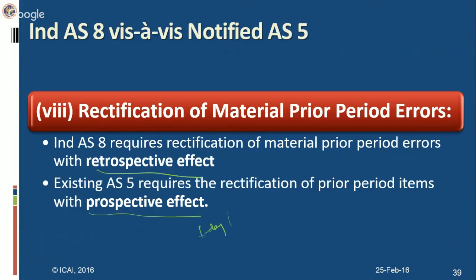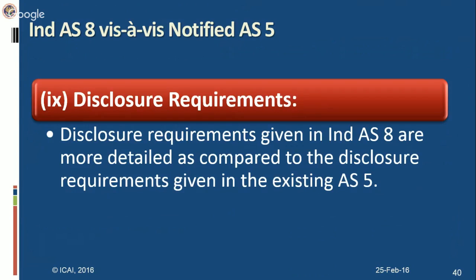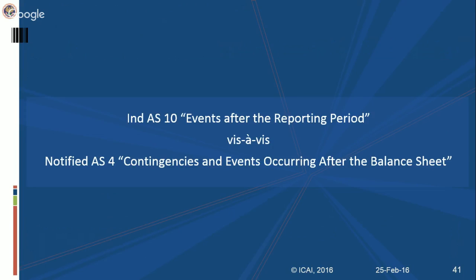But Ind AS 8 says that we can do correction of our errors from the previous years also, which is not there in our existing AS 5. So this is a very important difference. This is very significant from the aspect of rectification of all the prior period items. Disclosure requirements given in Ind AS 8 are more detailed, as I have already told. In most of the Ind AS, the requirements regarding disclosure of items are more detailed, more elaborate as compared to the disclosure requirements given in our existing standards.